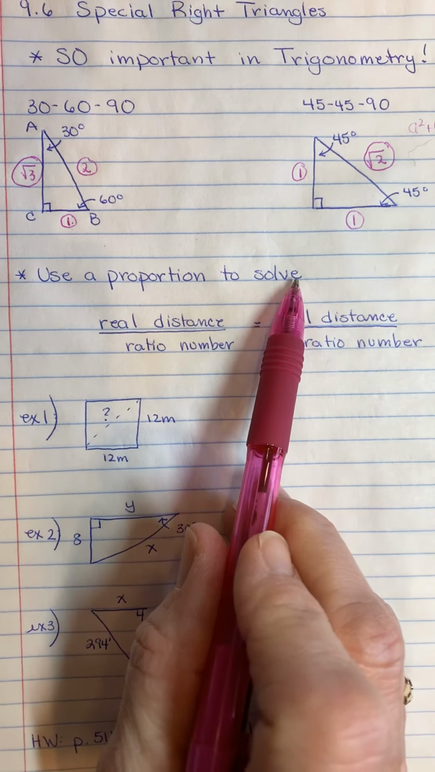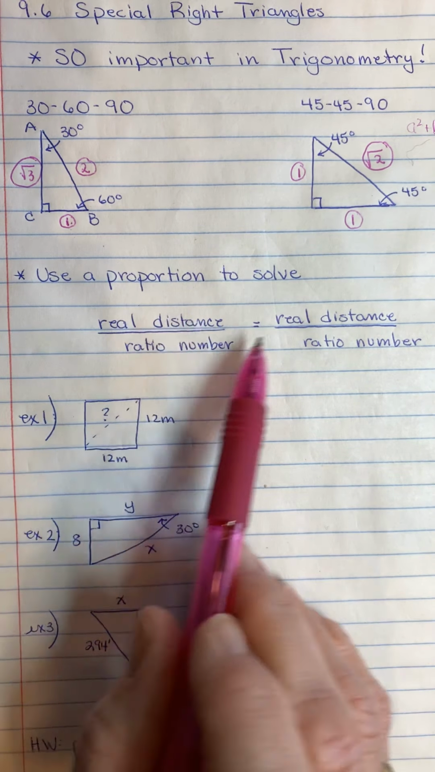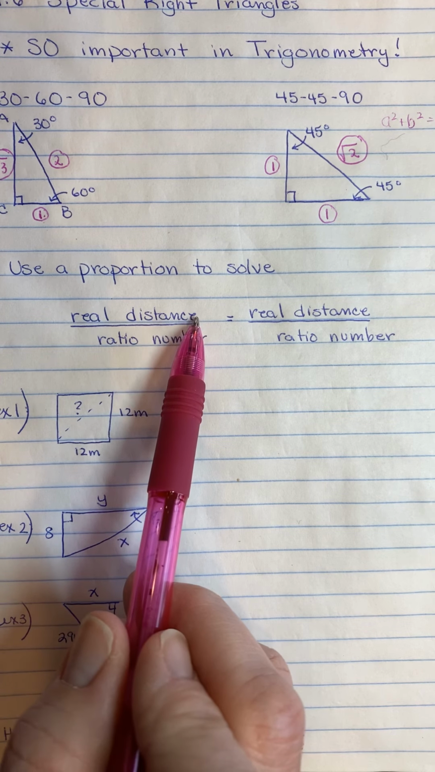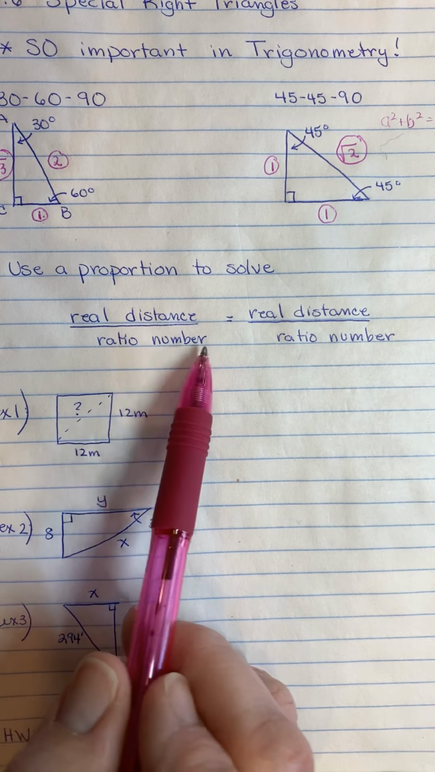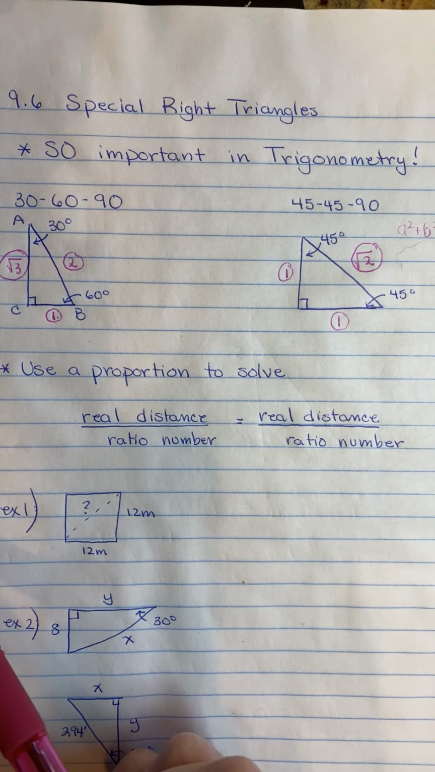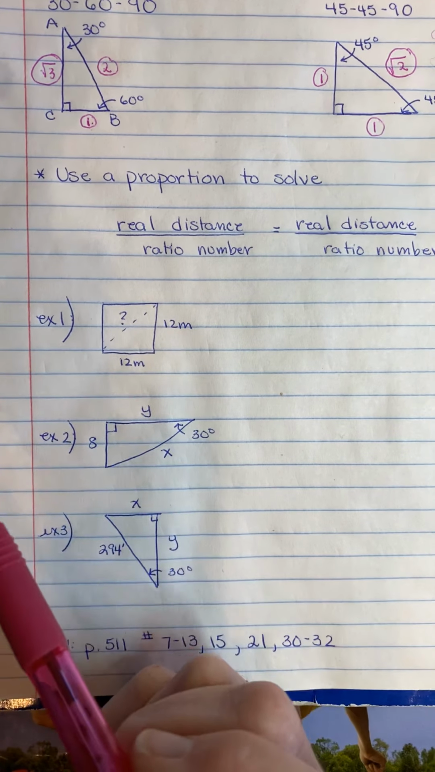Our proportion, remember proportions are two equal ratios. We've done these before. We're just going to put the real distance over the ratio number. What's the ratio number? These numbers in pink. Those are ratio numbers. Okay, how does that look?